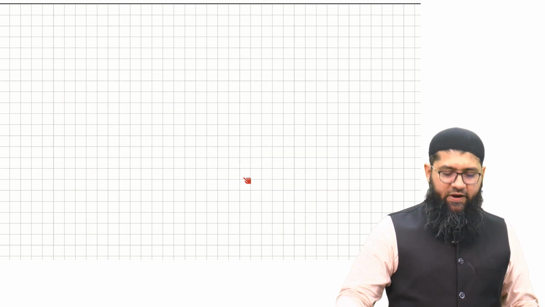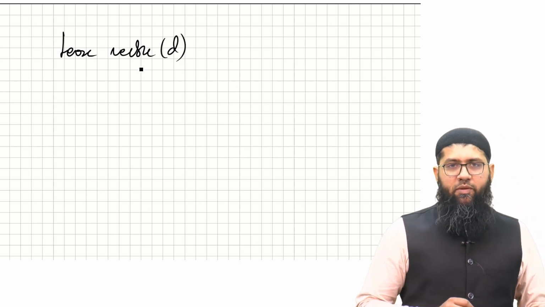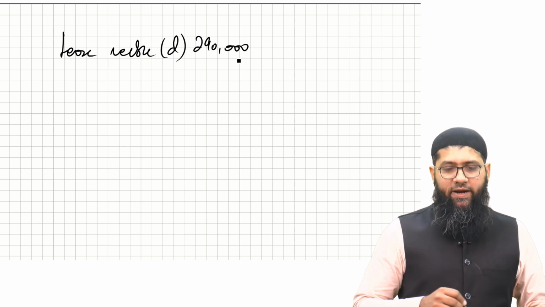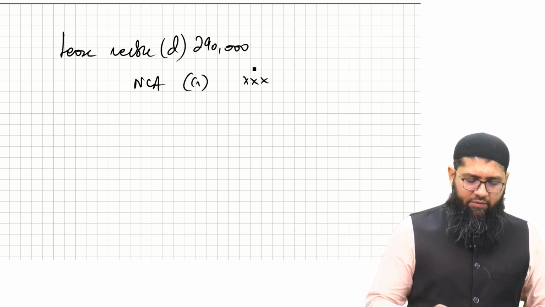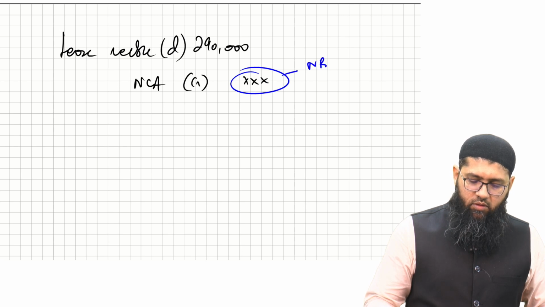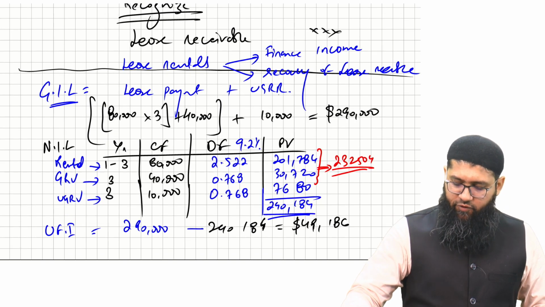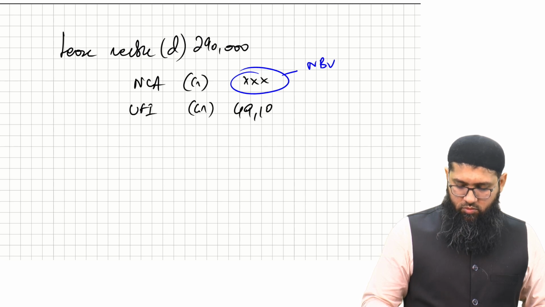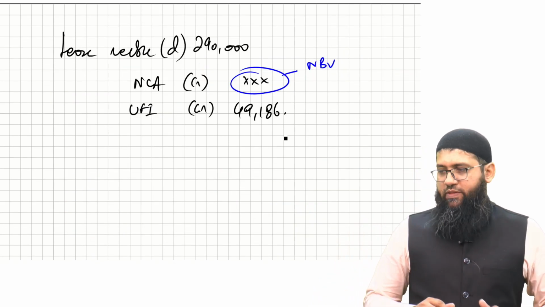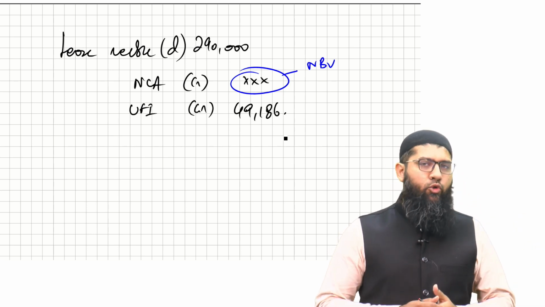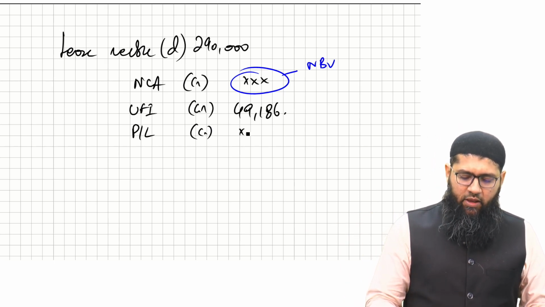As a lessor, the first thing you're going to do is say lease receivable debit by 290,000. The non-current asset credited, whatever the net book value of it is. And then you would say unearned finance income credited. How much is that going to be? 49,186. So as a lessor, your initial accounting entry is lease receivable debit by 290,000, the non-current asset credited at net book value, and then there is going to be a gain or loss on disposal to be recognized in the P&L.